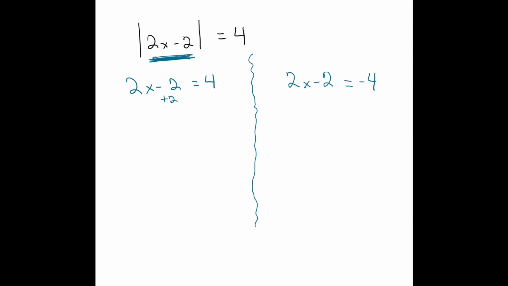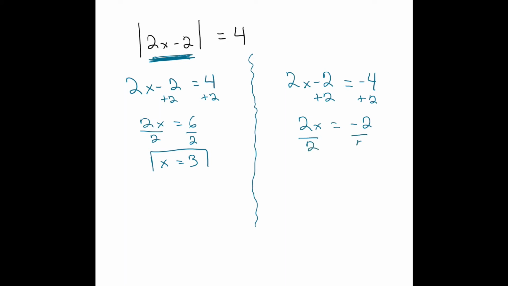Okay, so we're just going to go ahead and solve these problems. We're going to add our 2. 2x is equal to 6. So we're going to divide by 2. x is equal to 3 on this side of the problem. Now we're going to do the same thing on the other side. We're going to add our 2. 2x is equal to -2. We're going to divide by our 2. Here, x is equal to -1.